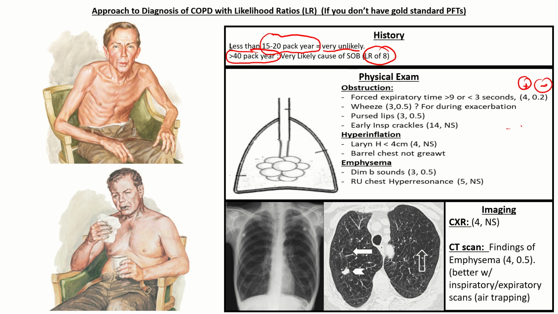Next is what you're going to find on the physical exam, and I put this into 3 separate categories. You're looking for obstruction. Some patients with COPD will have hyperinflation. And you're looking for signs and symptoms of emphysema. So first is going to be obstruction, right?